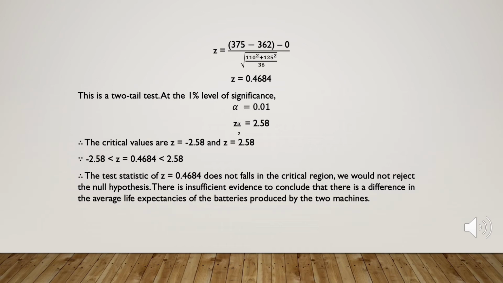Because the Z value is 0.4684, which is greater than negative 2.58 and less than 2.58, the test statistic of Z equal to 0.4684 does not fall in the critical region. We would not reject the null hypothesis. So there is insufficient evidence to conclude that there is a difference in the average life expectancies of the batteries produced by the two machines.